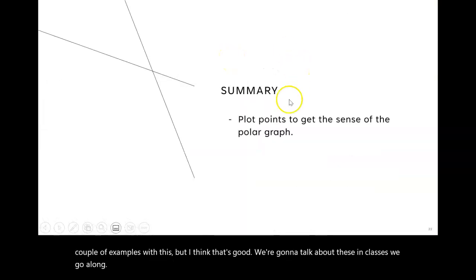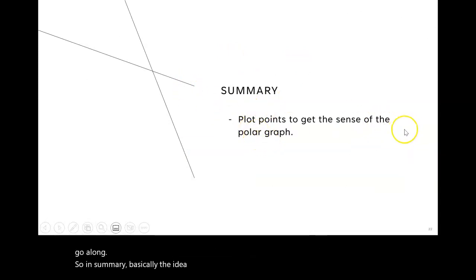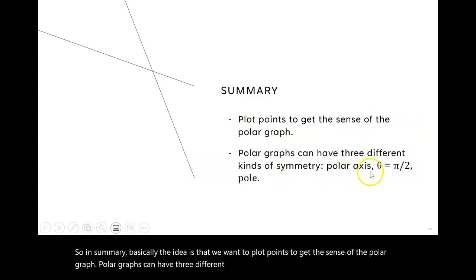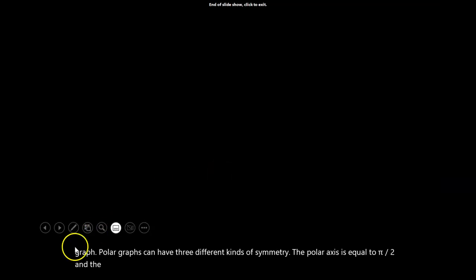So in summary, basically the idea is that we want to plot points to get the sense of the polar graph. Polar graphs can have 3 different kinds of symmetry: the polar axis, theta is equal to pi over 2, and the pole. And that's it for trig graphs.